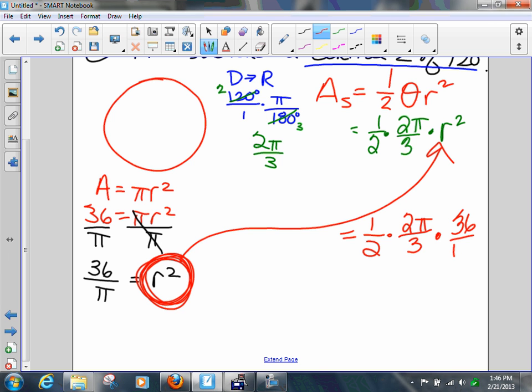R squared, 36 over pi. Guys, look at this. Mathematically, what's going to happen? You bunch of trees. What's going to happen? The pi's cancel. What else cancels? The 2's cancel. What else cancels? Oh, I could cancel the 3. 3 goes into 3 one time. 3 goes into 36 12 times. Is it just plain old 12?